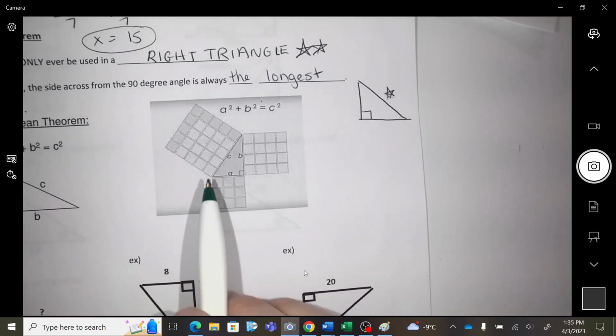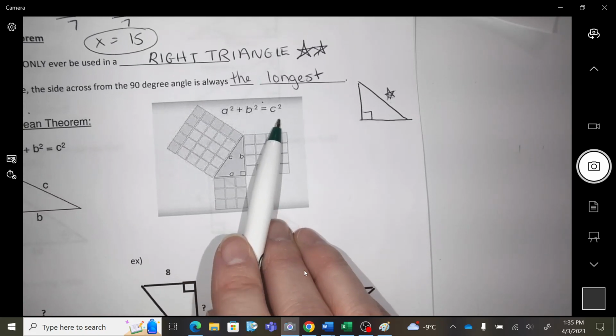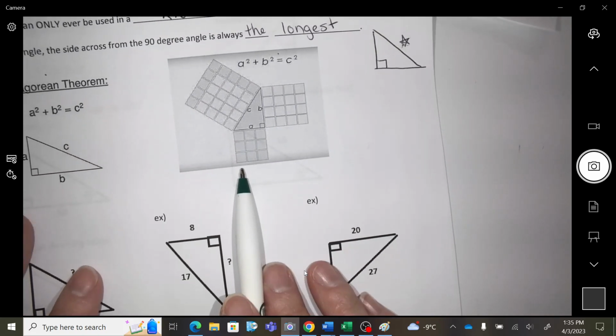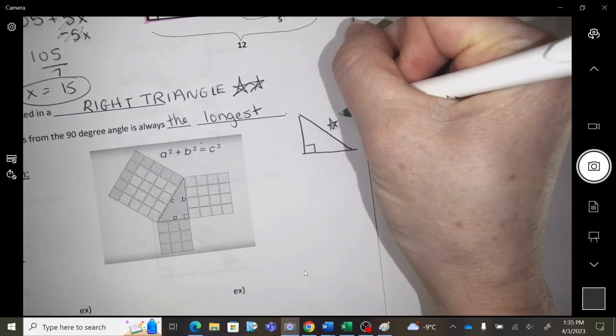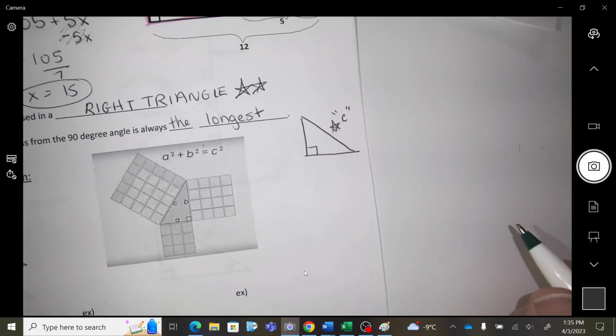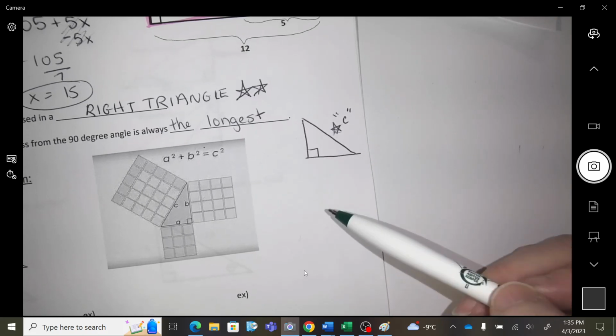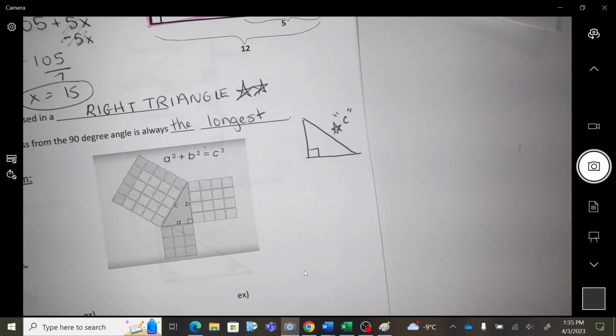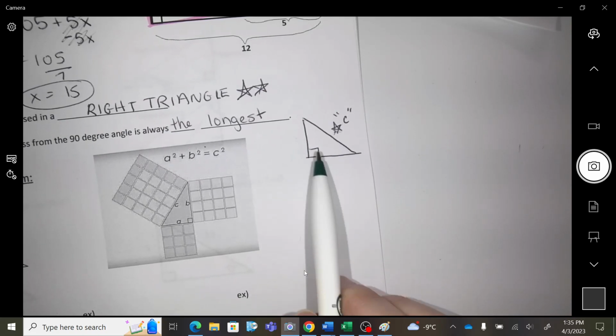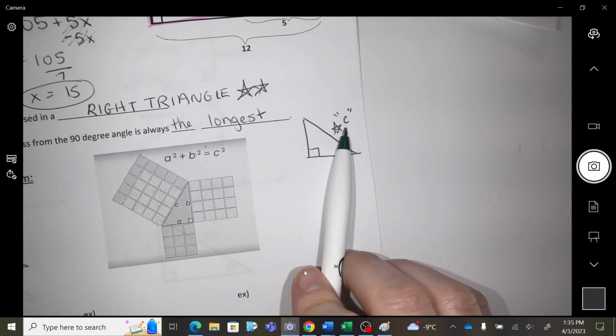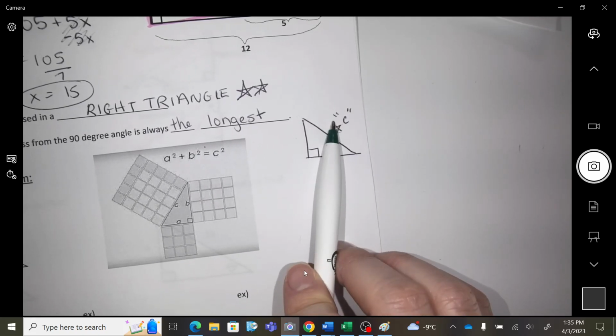Okay, so here's the formula. A squared plus b squared equals c squared. So we always call this, in the formula, side C. The longest side is always C. A and B are the other sides. It doesn't matter. A and B, that doesn't matter. You could do this as the A or the B. This is the A or the B. Side C is what matters.